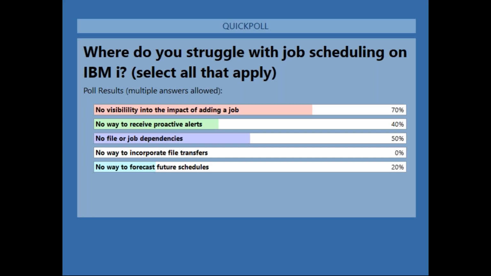All right, Tom, you seeing that? I am. I just got to move the X. Okay, yes. Impact of adding a job is the big thing for people. Yep. And then file and job dependencies. It's amazing the number of people that don't realize you can use Robot Schedule automatically to monitor files within IBM i. And we've had that for 5 years now.